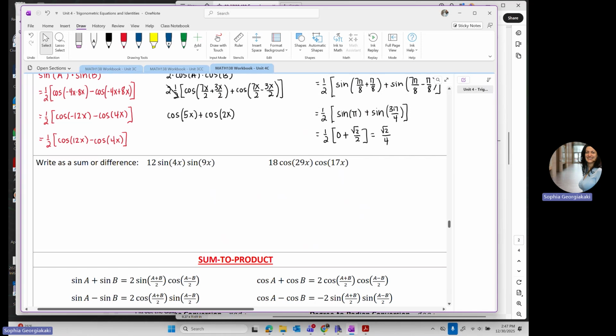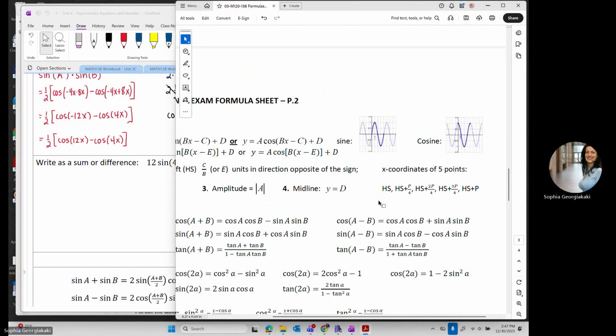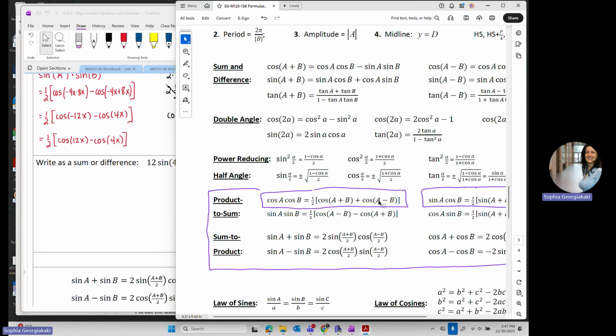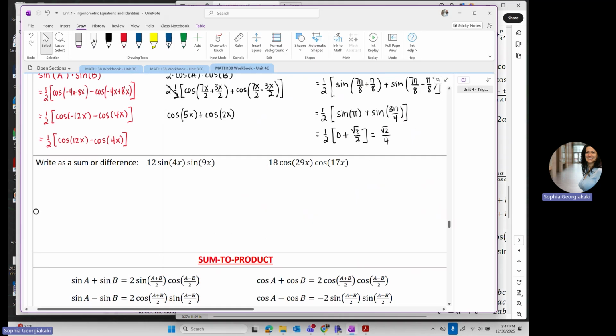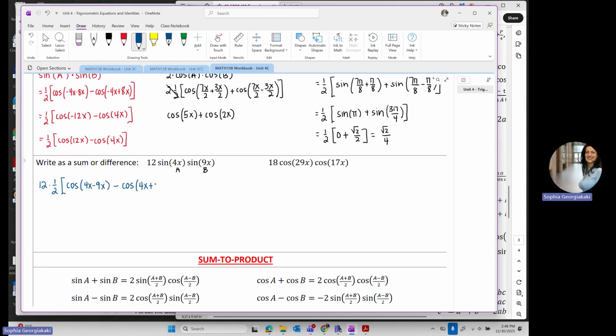Write as a sum or a difference. This is the product of sines. The product of sines is 1/2 the difference of the cosine of A minus B and minus the cosine of A plus B. If A is 4x and B is 9x, I will have 12 times 1/2 cosine of the difference, 4x minus 9x, minus the cosine of the sum, 4x plus 9x.